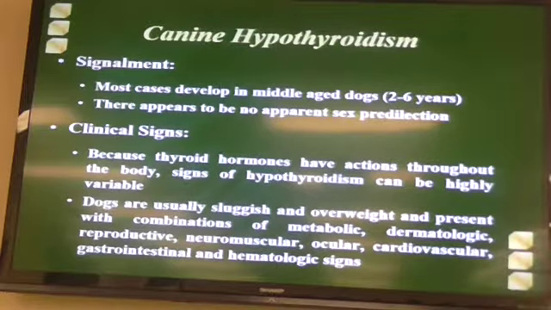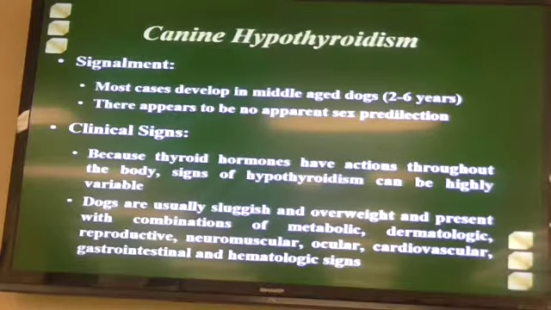Okay. So the signalment. As far as canine hypothyroidism, most of the cases develop in middle-aged dogs, except of course for the cretinism. And usually about from 2 to 6 years of age. It doesn't appear to be a sex predilection, so it seems to be equally across both sexes. Your clinical signs, because your thyroid hormones have so many actions throughout the body, your signs can be very variable. It can depend upon which organs may be affected the most, earliest, and all this type of thing, how quickly you diagnose it, this type of thing. But your dogs are usually sluggish, they're overweight, and they will present with combinations of metabolic, dermatologic, reproductive, neuromuscular, ocular, cardiovascular, gastrointestinal, what's left?